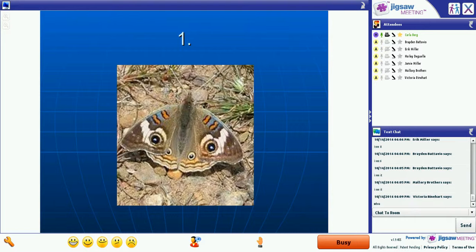So, I'm going to send a poll to you guys, and I would like you to answer what type of symmetry does this organism show? This organism is a moth.